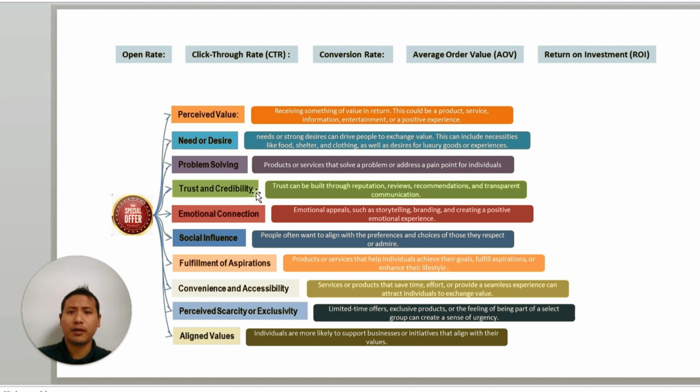So trust and credibility, this is very important. You've got to know what you're selling. At the same time, there has to be somebody who has proven you or given you credit for what you do. Basically a supporter, right?